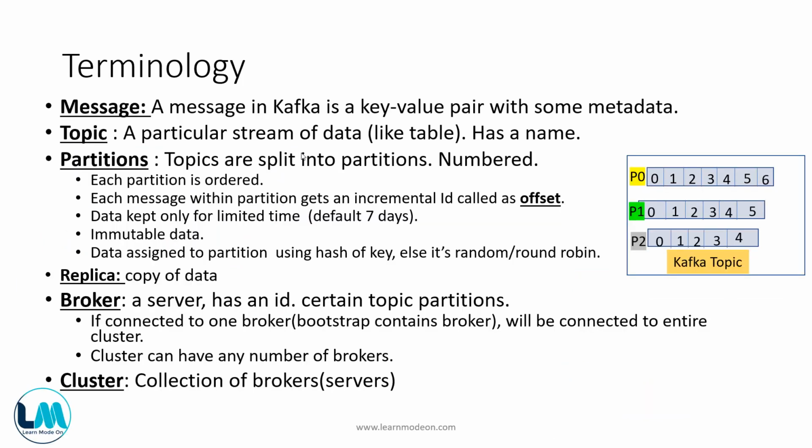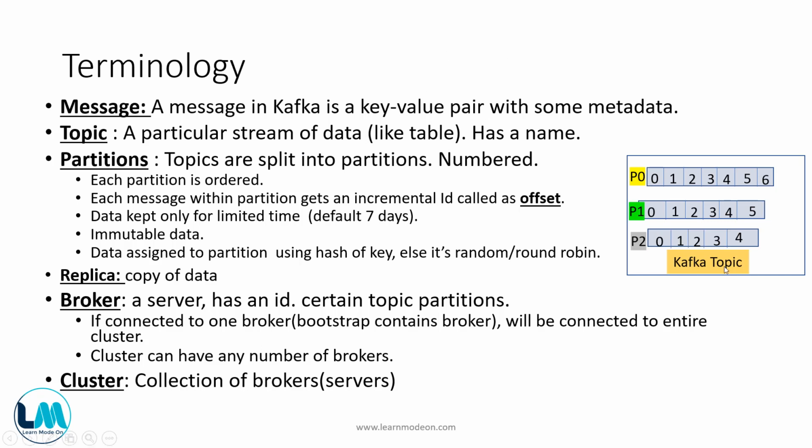Now let's go ahead with the terminology. What is a message? A message in Kafka is a key value pair with some metadata. And what is a topic? A topic is a particular stream of data. We can think of it as a table, and the topic has a name. And what is a partition? The topics are split into partitions, and each partition has a number. The messages that come are pushed into the partition, and all of these messages are ordered within a partition.